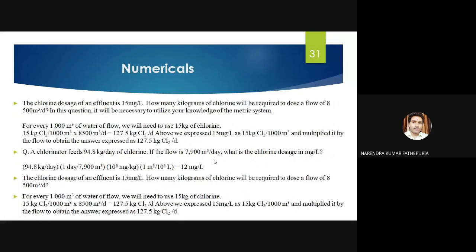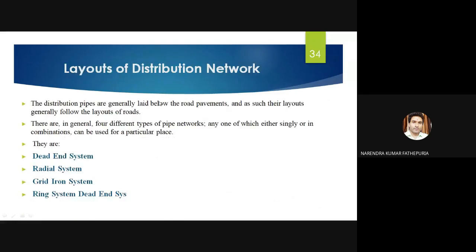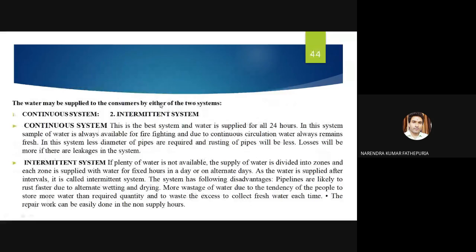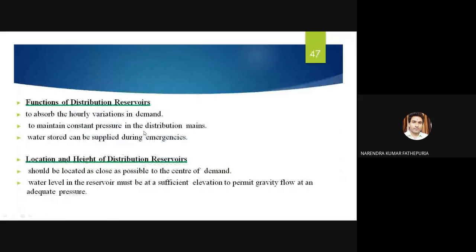For the water distribution as well as for the Hardy-Cross method. In the next class, within 15 minutes, I will wrap up this whole portion, then we'll move on to the sewage treatment plant.